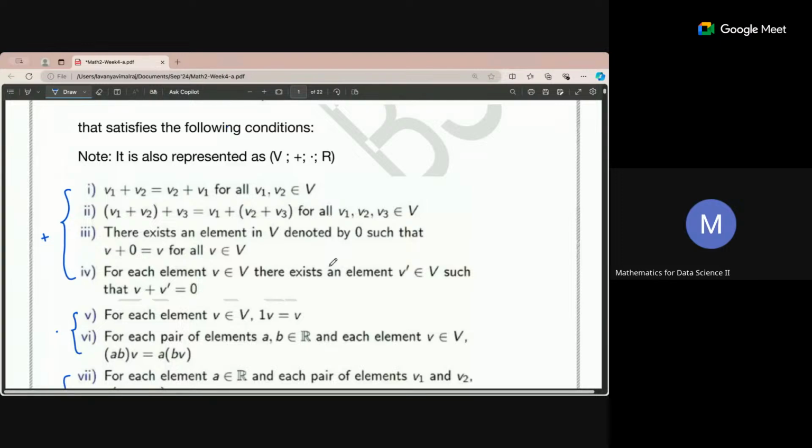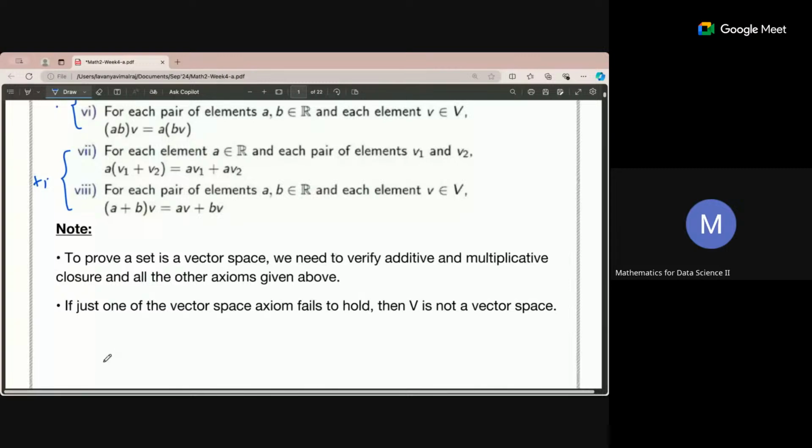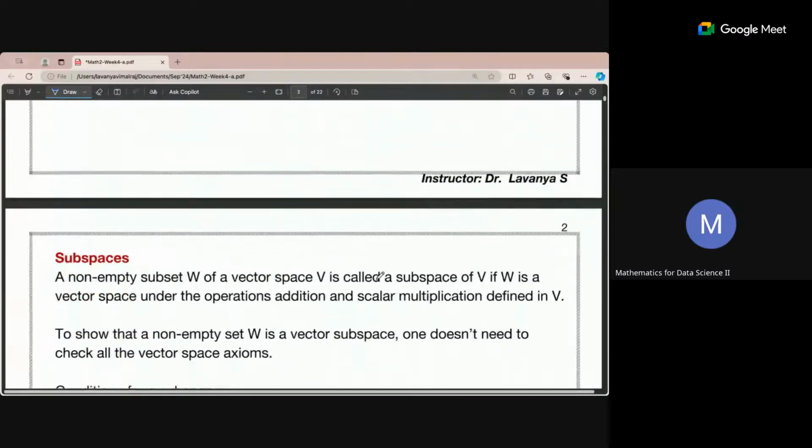What are some vector spaces you have seen? Can you tell me? Any examples of vector spaces which you have seen? Matrices, R2, R3, in general Rn, right? Okay. So these are some familiar vector spaces you might have seen. We will see maybe one or two other vector spaces too.